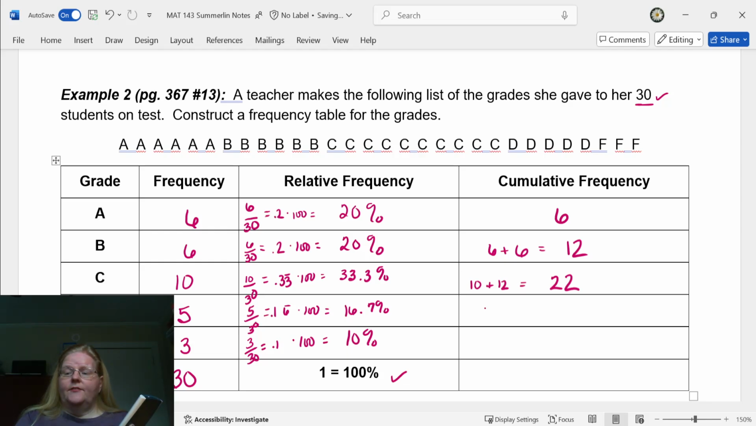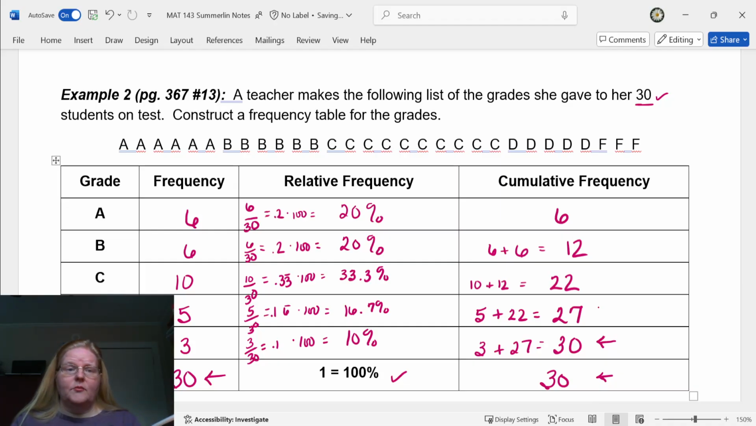I take the 5, I add it to the number above, that gives me the 27. I take the 3, I add it to the number above, that gives me the 30. My MyMathLab is going to want you to write 30 again here. I don't know why. It makes absolutely no logical sense, but that's what they want there. They want the 30 here, they want it here, and they want it here in all three places. Same number, all three places, every time.